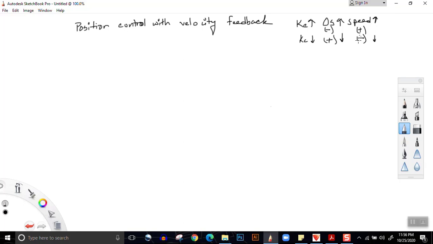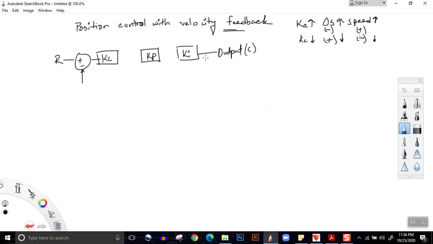In order to achieve that, we use another control, which is another feedback, which is a velocity feedback. So now our block diagram will look like this. R is our input, and we have Kc over here. We have Kp. We have Ki. We have our output. Output is denoted as C. From output, we have our primary feedback.